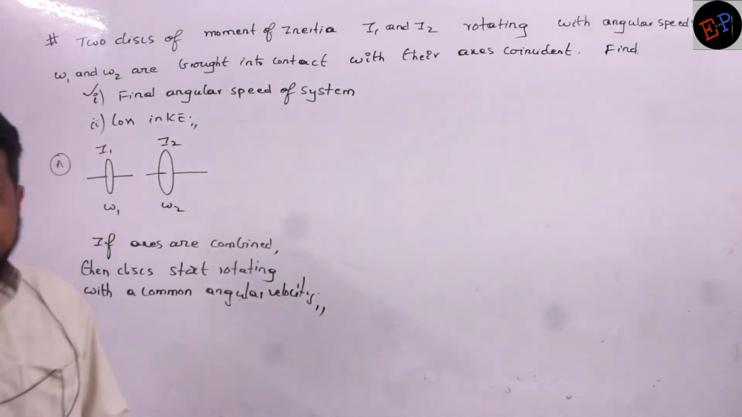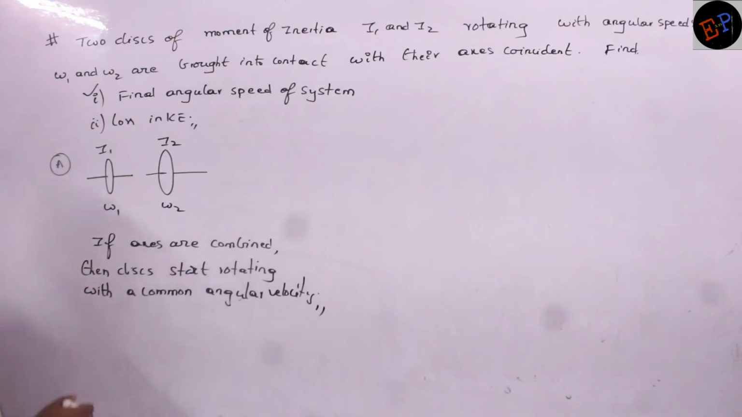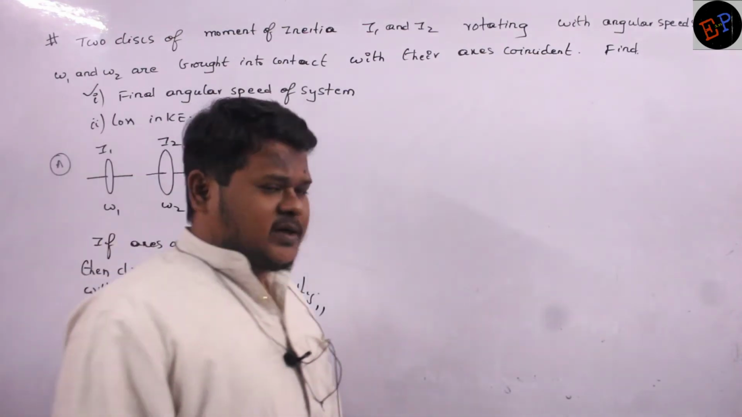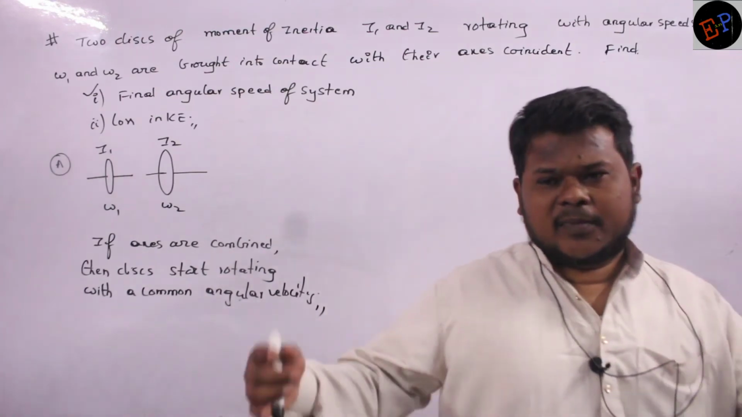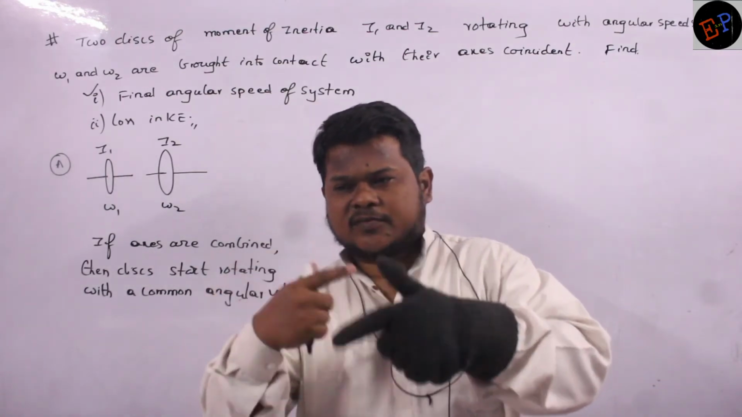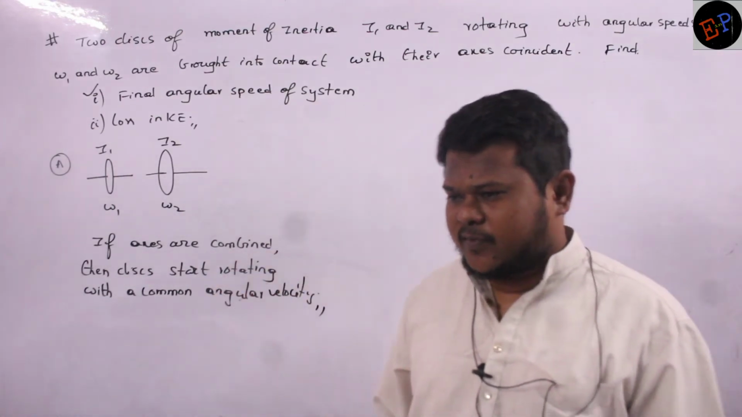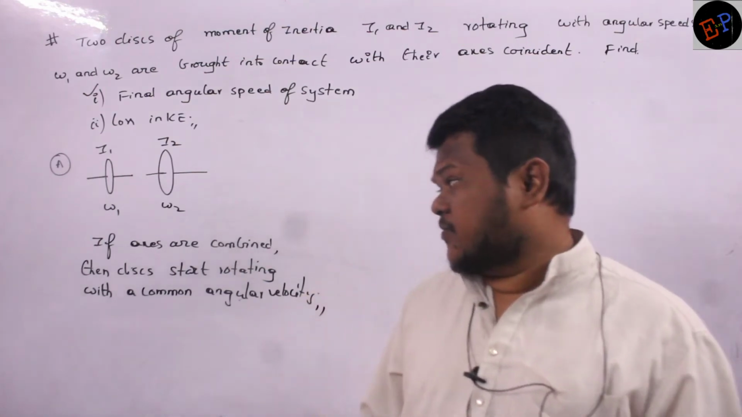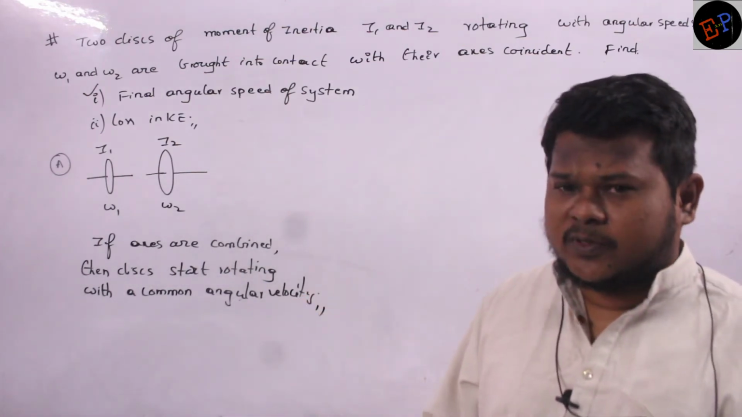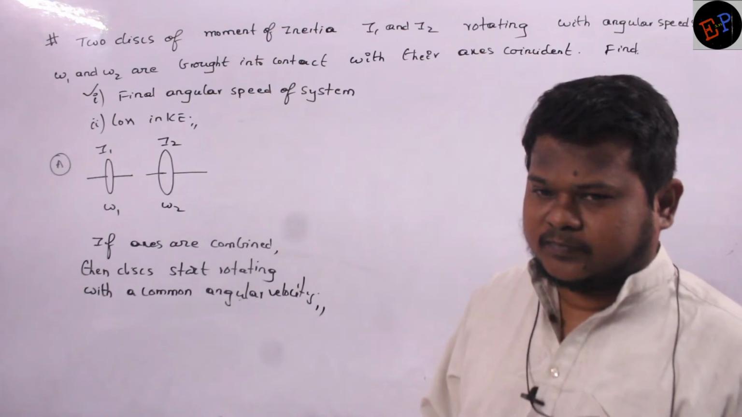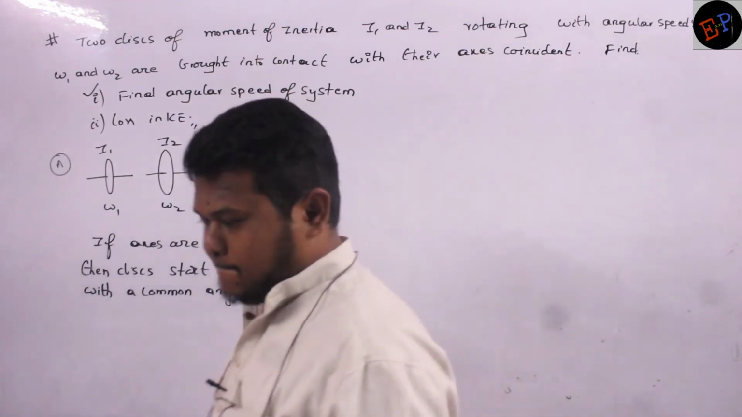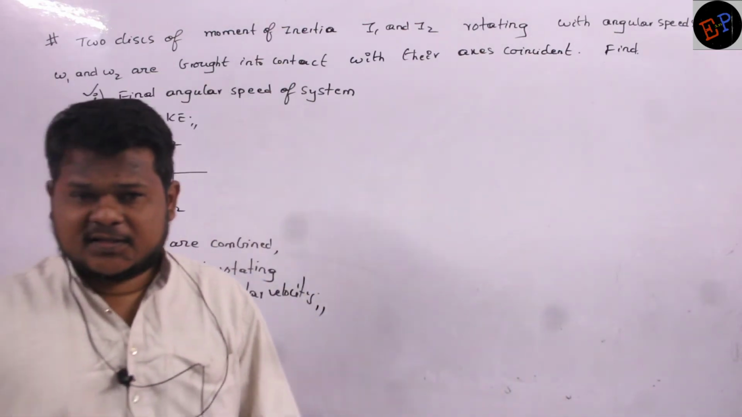Any idea, ma? So initial angular velocity omega 1, final angular velocity omega 2. I am combining both the axes, then both of them start rotating with a common angular velocity. So based on which logic can I solve this problem? Anybody? How can we do it?